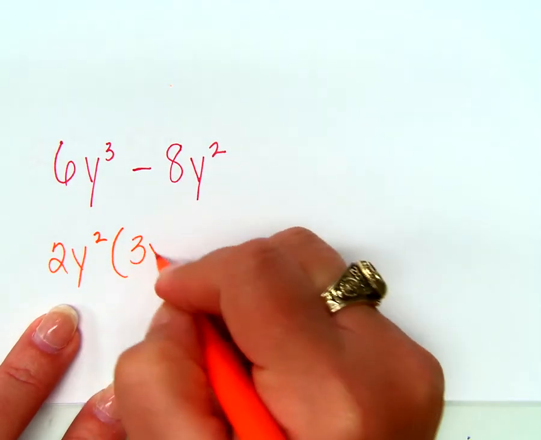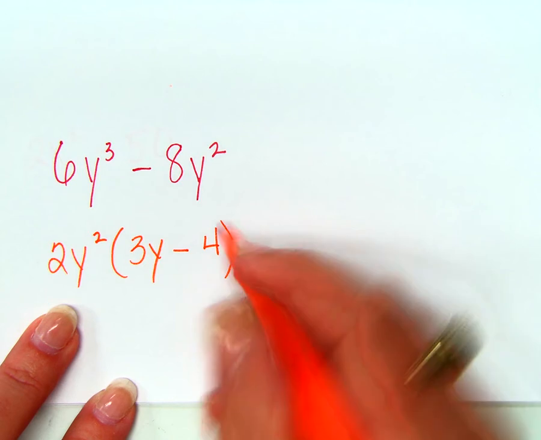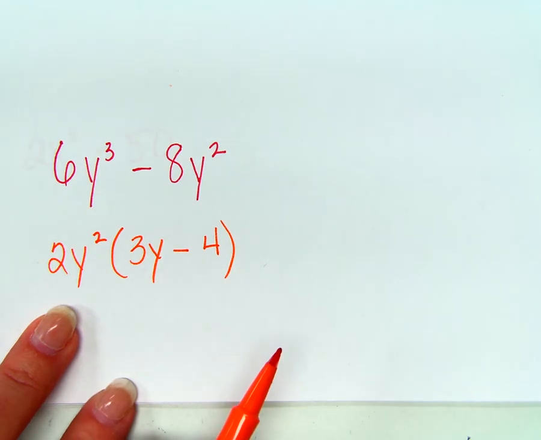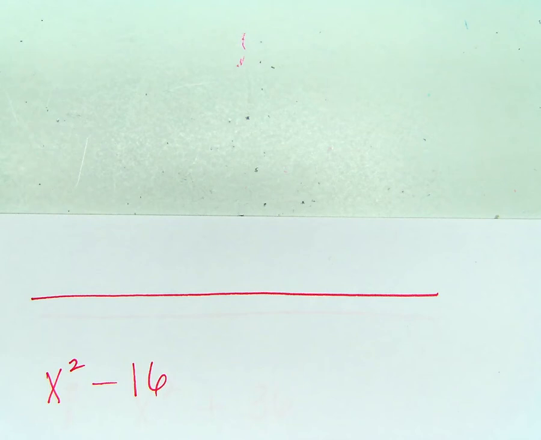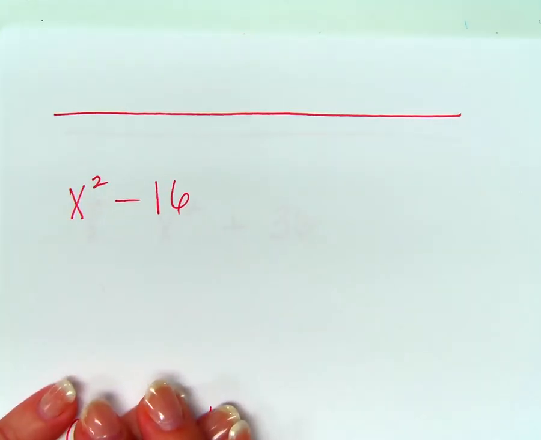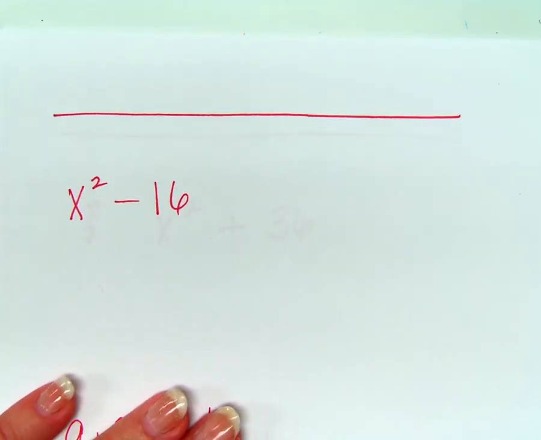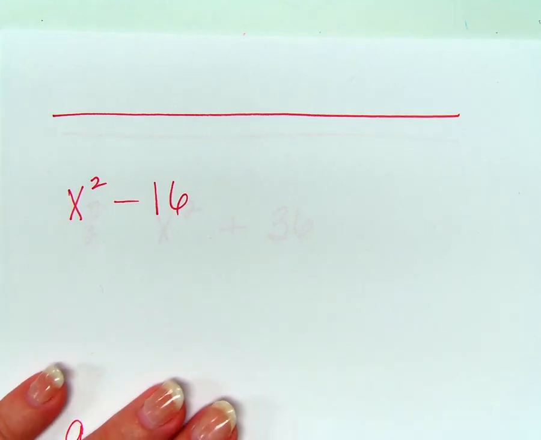3y. And what about this? Minus 4. You okay so far? All right. Then we need to go here. This type of factoring has a name, and I want us to see if we can come up with it.